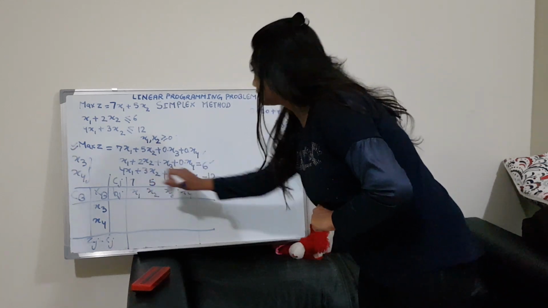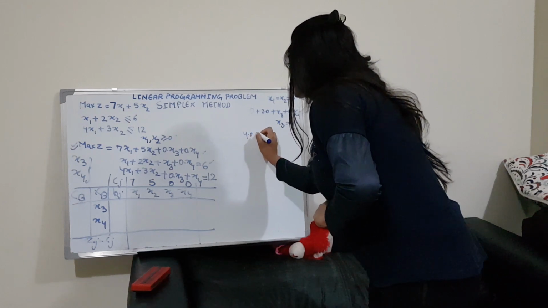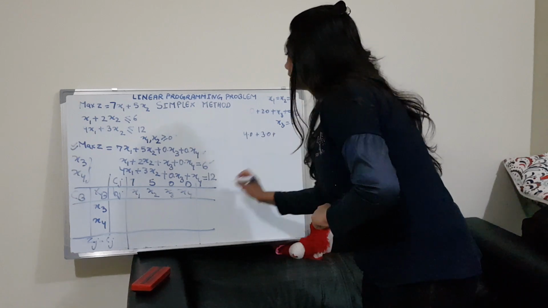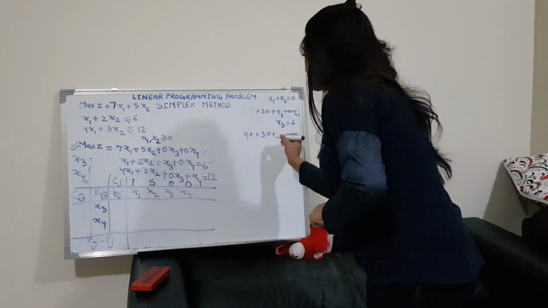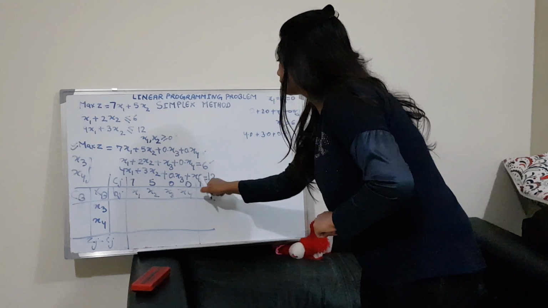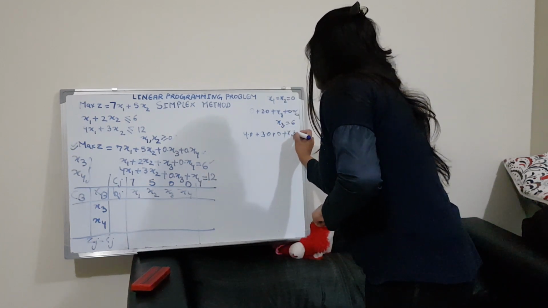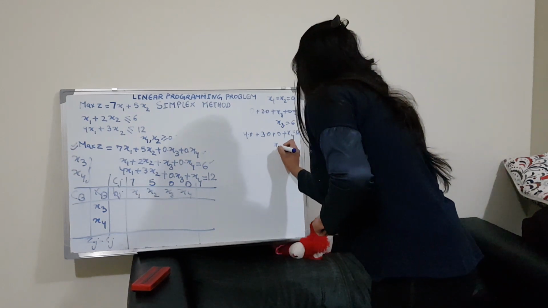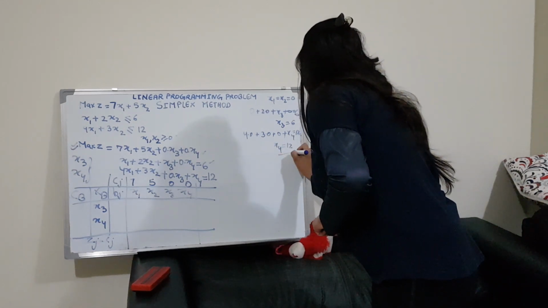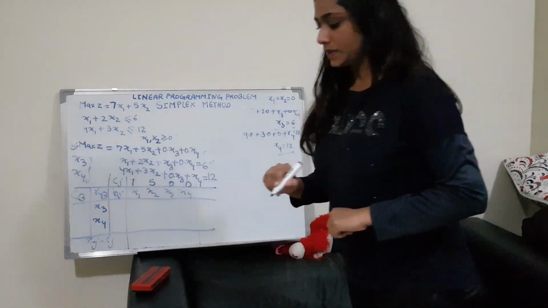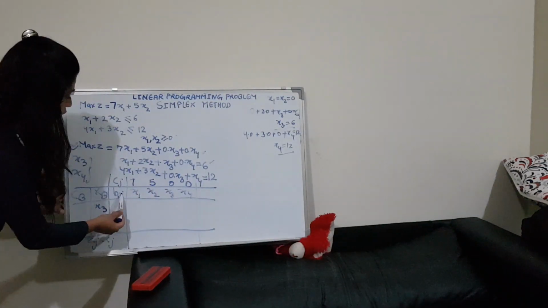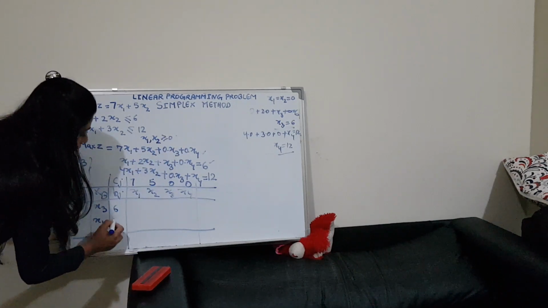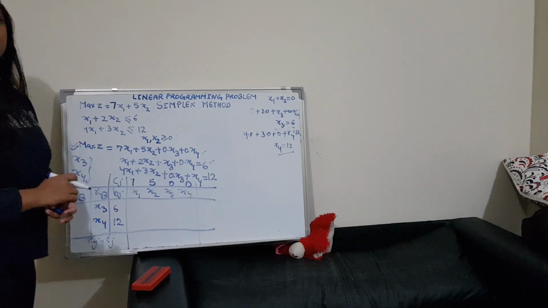In the same way we will put x1 and x2's value 0 in second equation here. So 4 into 0 plus 3 into 0 plus 0 into x3 is 0 and plus x4 is equal to 12. So from second equation we are getting x4 is equal to 12. So these two values we are getting. So Bj is the value of slack variables. x3 value we are getting 6 and x4 value we are getting 12.